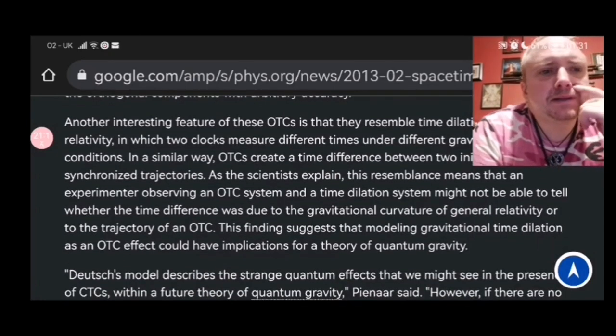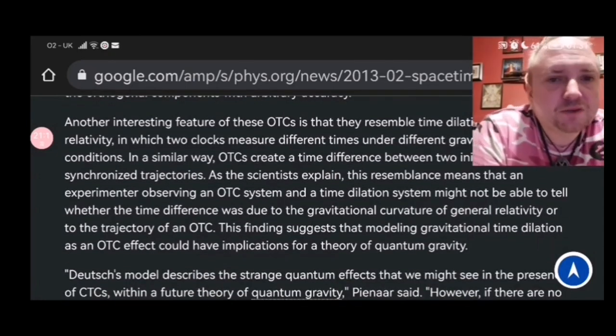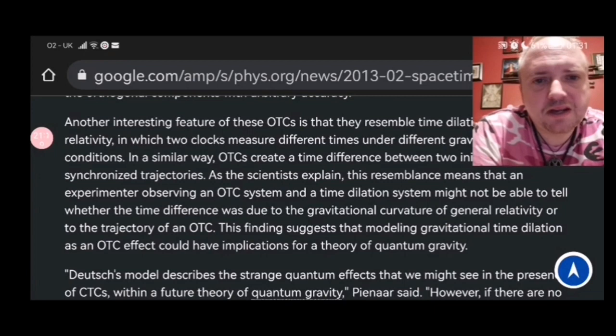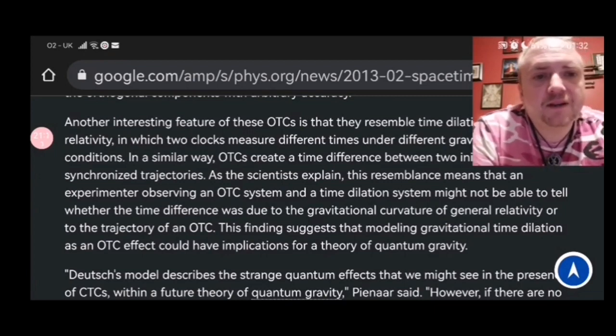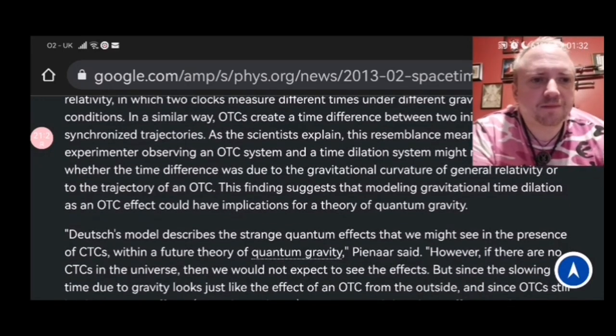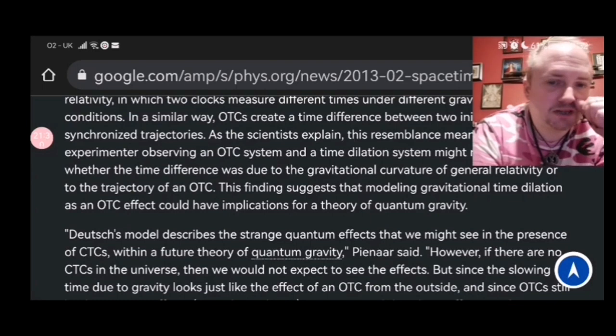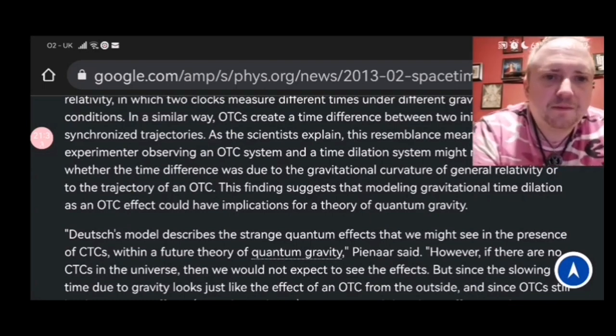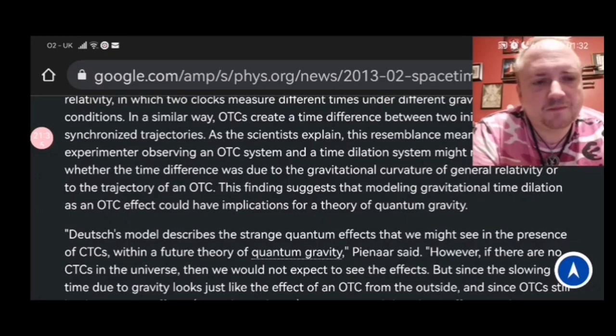This finding suggests that modelling gravitational time dilation as an OTC effect could have implications for a theory of quantum gravity. Deutsch's model describes the strange quantum effects that we might see in the presence of CTCs within a future theory of quantum gravity, Pignard said. Forgive me if I'm pronouncing it wrong.